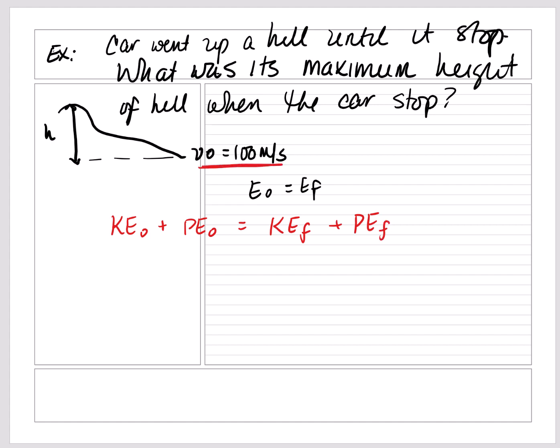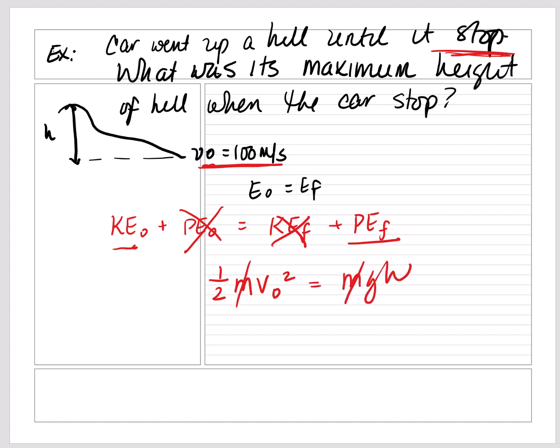So if I look here, my initial velocity is 100. So I know I have kinetic energy, but I have no height, so that's going to cancel out. At the end, the car comes to a stop, so there's no kinetic energy. All I have at the end is potential energy. Now I substitute in for kinetic energy, which is 1/2 m v naught squared, equals mgh.